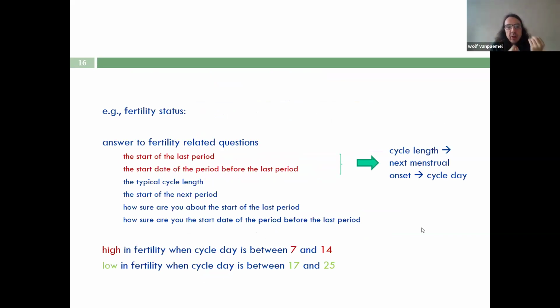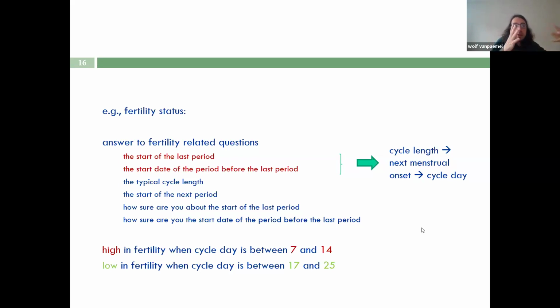They've been focusing on the first two questions only: the start of the last period and the start date of the period before the last period. Based on this information, they could compute the cycle length. Based on the cycle length, they could compute the next menstrual onset. And based on the next menstrual onset, they could compute the cycle day. So there's a lot of stuff going on there. But then still we have a cycle day, which is just a number. It's still not a discrete classification in high or low fertility.